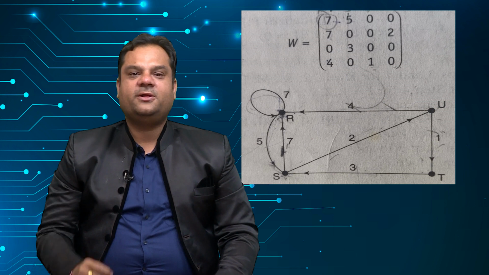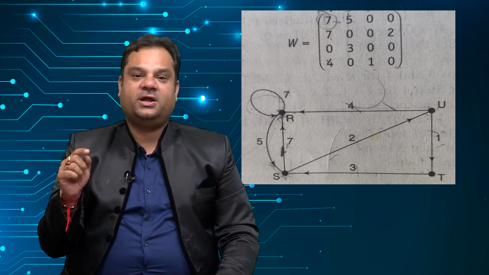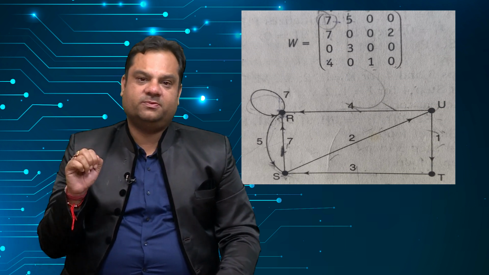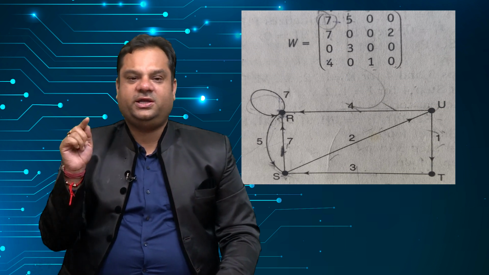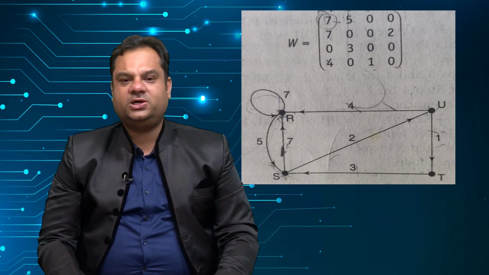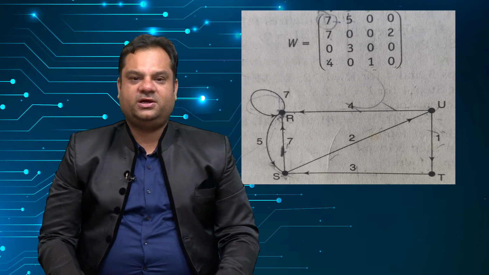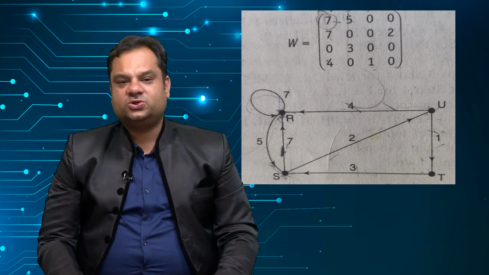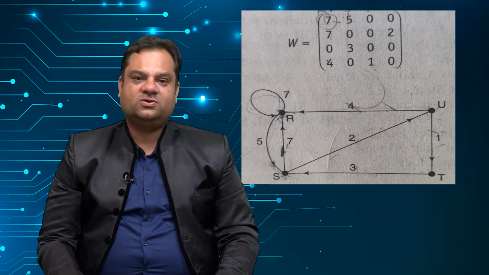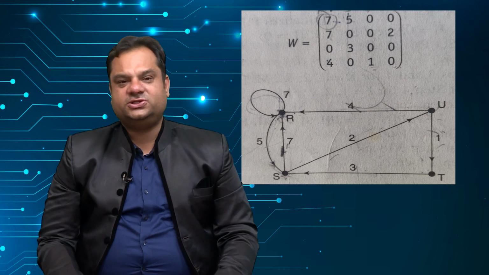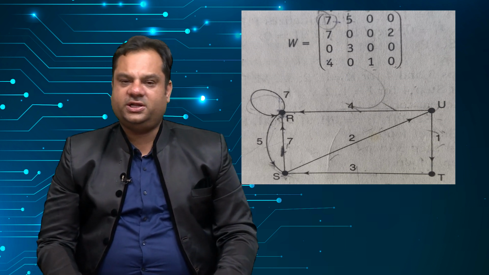Now, we focus on the third column, or we can say first row, third column, the value R to T. Do we have a direct edge from R to T? No, we do not have any direct edge from R to T. So, we can't put any value. Here we insert a 0 value from R to T.